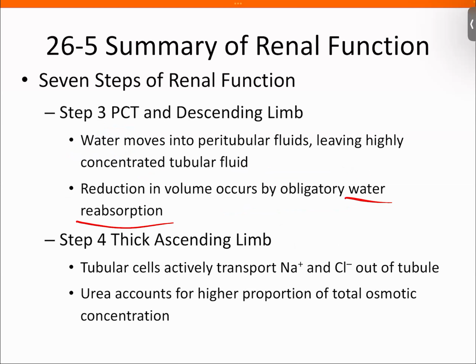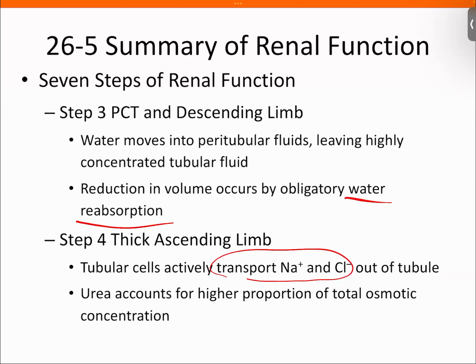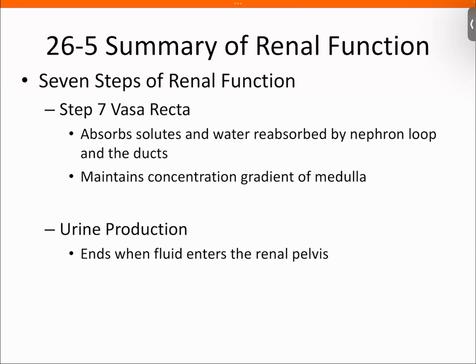As you round the bend, then as you go up the ascending limb, your job is to transport sodium and chloride out of the tubule, basically reclaiming your sodium and chloride, but also creating that osmotic ladder. And then from the thick ascending limb, you go into the DCT where you make your final adjustments to your urine, your final secretions, your final reabsorptions. This is also where you have your ADH and your aldosterone active in those particular situations. And then as you move into the collecting duct, ADH is also active here in terms of allowing water to exit the collecting duct.